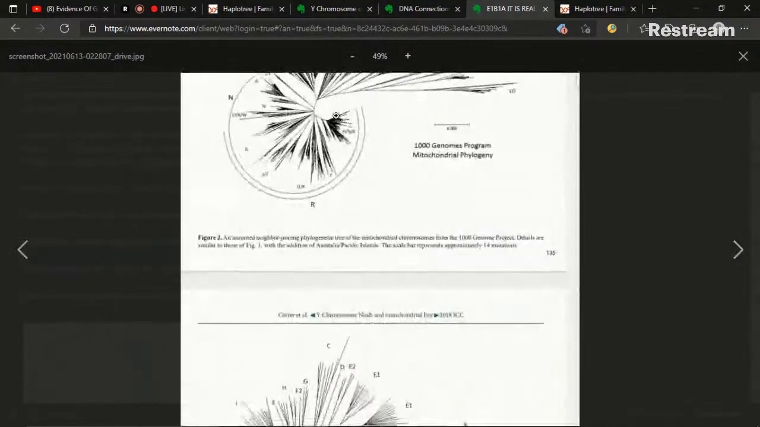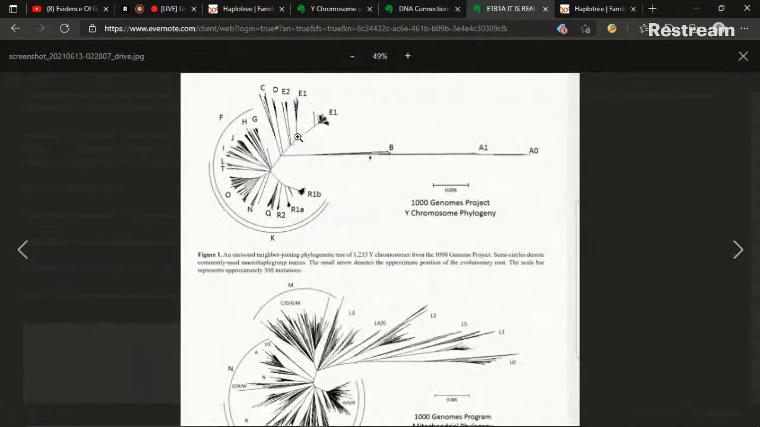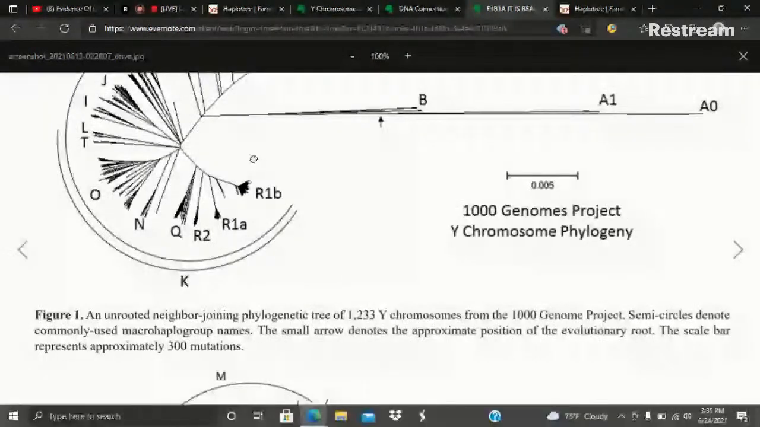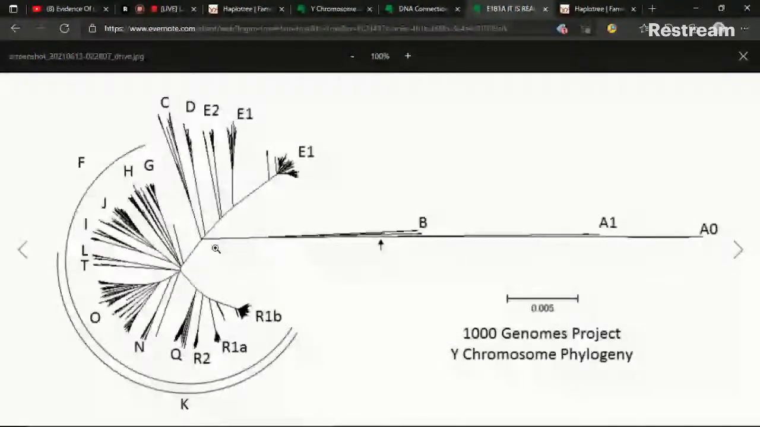So here's the design of those 3 splits. We're going to look at this split and see where it splits, and it splits at CT. So this is going to be the line of Ham, your Hamite line, and this is going to be your line of Shem, right here.